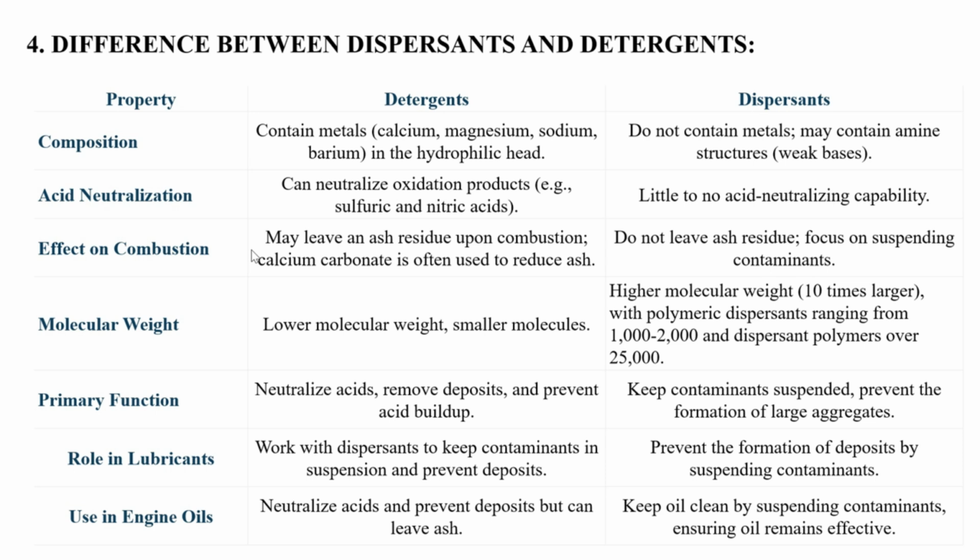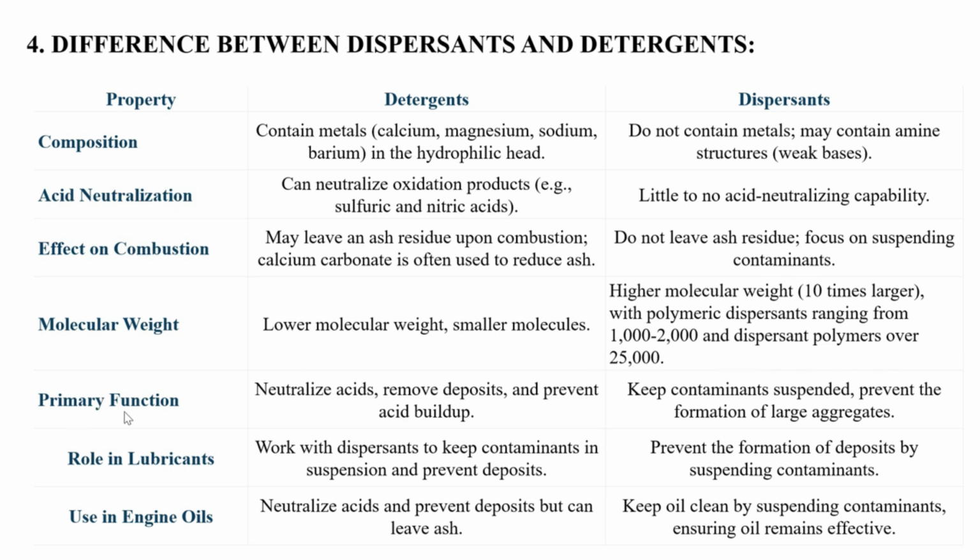Effect on combustion. Detergents may leave an ash residue upon combustion. Calcium carbonate is often used to reduce the ash. Dispersants do not leave any ash residue, and focus on suspending contaminants. Molecular weight. Detergents have a lower molecular weight and smaller molecules, whereas dispersants have a higher molecular weight, about 10 times larger, with polymeric dispersants ranging from 1000 to 2000 and dispersant polymers over 25,000.